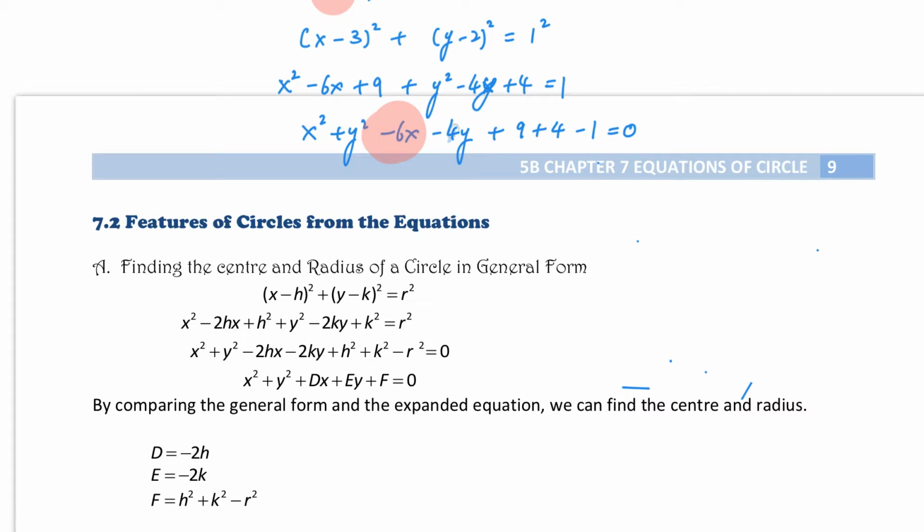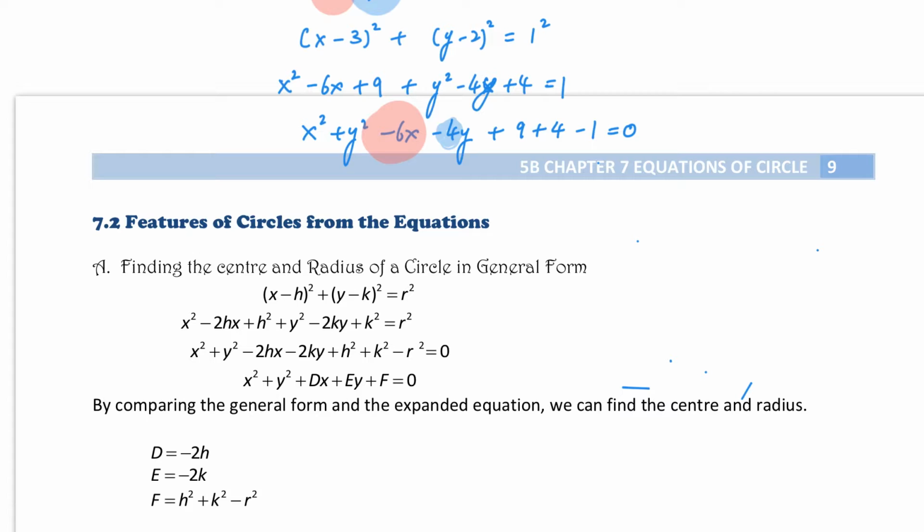How about the y coordinate of the center? This is negative 4 and this is 2. Same idea. If we have the general form, how can we find the y coordinate of the center? By considering the coefficient of y divided by negative 2. So negative 4 divided by negative 2 is equal to 2, and 6 divided by negative 2 gives 3.